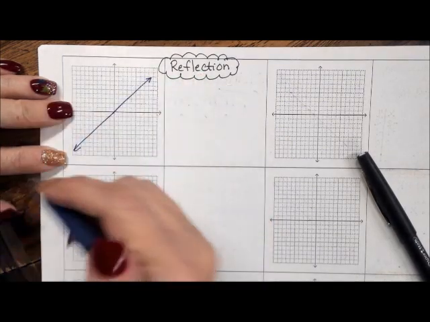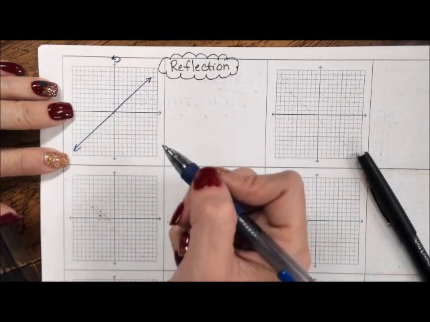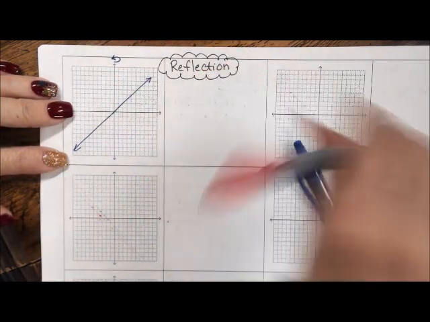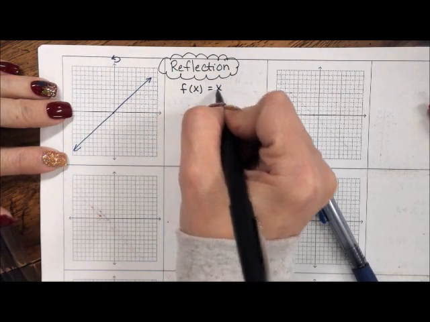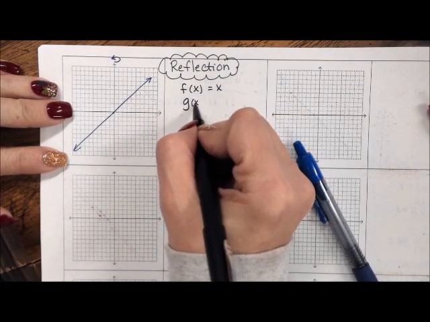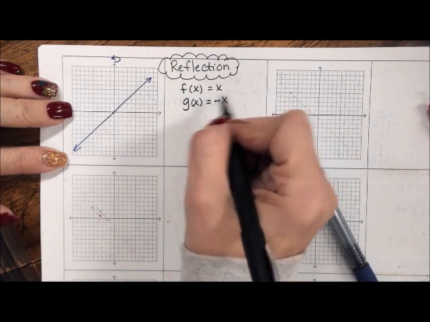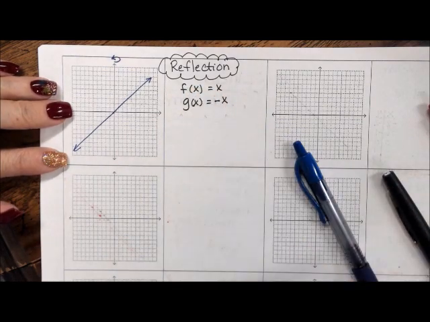And I want to reflect it. Now I want to reflect it over the y-axis. Okay, I'm going to reflect it over the y-axis. When I do, all it does is it takes the parent function f of x equals x. The baby, g of x, is simply reflect the x. Just negate it. If it was positive, make it negative. If it was negative, make it positive.